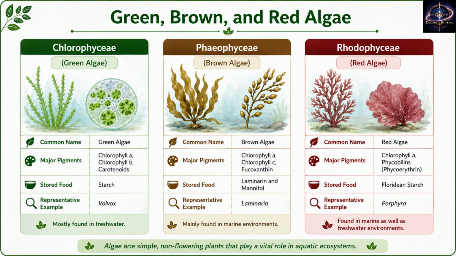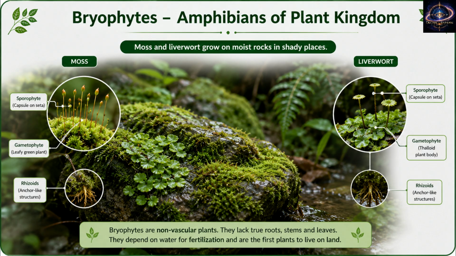Phaeophyceae are brown algae. They are mostly marine. They have chlorophyll a, c, and fucoxanthin. They store food as laminarin and mannitol. Their body may have holdfast, stipe, and frond. Examples are Ectocarpus, Dictyota, Laminaria, Sargassum, and Fucus.